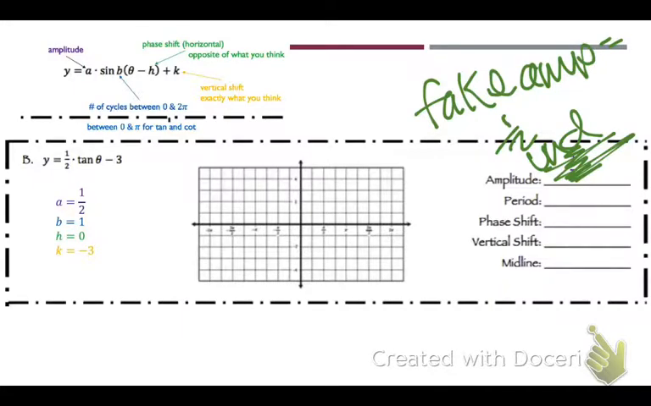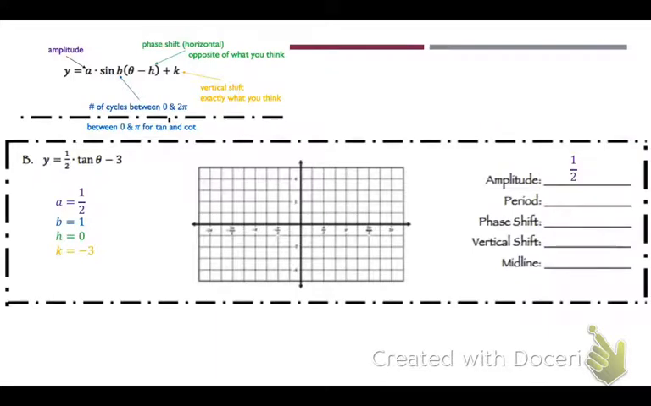The period is pi over b, which is pi over 1, which is just pi. Phase shift, we don't have one, doesn't exist because h is 0. Vertical shift, we go down 3, and the midline is y equals -3.